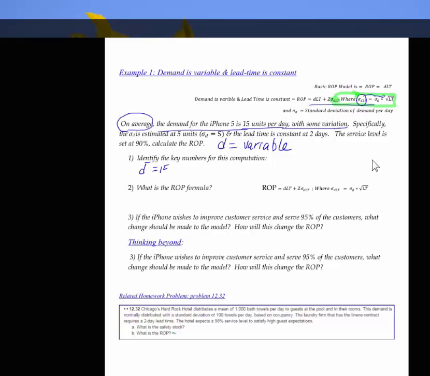Then we note that the standard deviation of demand is 5, and the lead time, LT, is going to be 2. We would like a service level of 90%, so that means our Z ought to be 1.29. We can go ahead and set up our calculation using this formula right here.